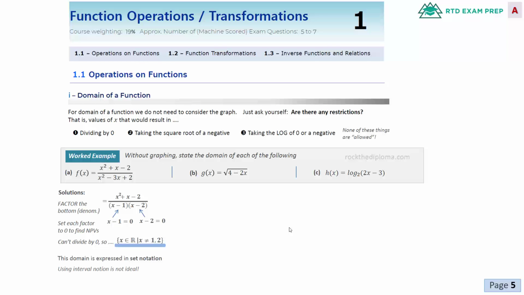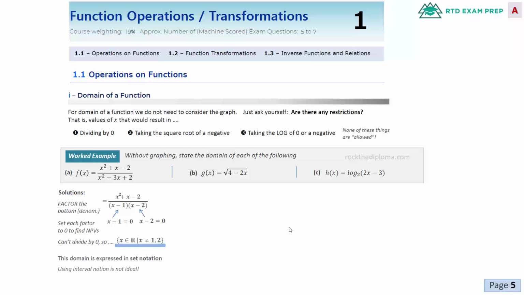A quick reminder, in this example, the numerator would actually factor to give x plus 2 and x minus 1. So the x minus 1 at the top and bottom would cancel out, but that doesn't change that it's a non-permissible value. That just means it's a point of discontinuity rather than being a vertical asymptote. We'll get back to that later, but I wanted to mention that you don't actually need to check the numerator when checking for domain, unless of course it has a square root in it.